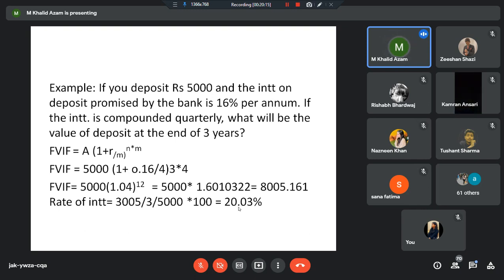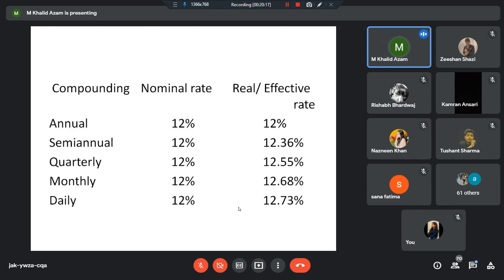Now I am giving you a very simple table which is going to give you a basic idea related to that. Now see, the compounding nominal rate has been 12% in all the cases. Real or effective rate. So if you are doing annual compounding, naturally it is not going to change, because in case of nominal and real, only once you are going to do this compounding, so it is going to remain the same.